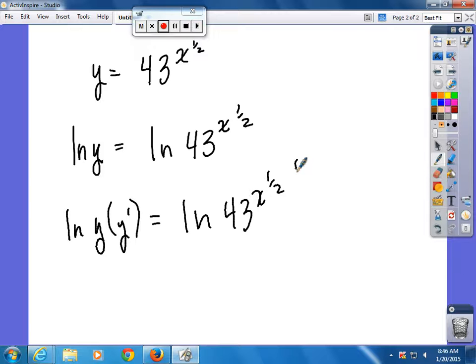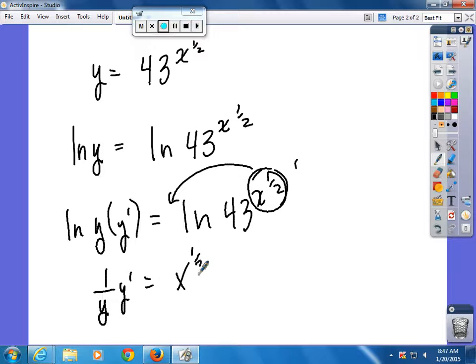And then what do you get over here? 1 over y. But you got to do 1 over y times what? Y prime equals, and then this is going to come out. You can bring this out, and that would be x to the 1/2. I hadn't done the derivative yet. I'm just bringing this out because this is the rule. You can bring this out, and then you got the what? What is this right here? Product rule.